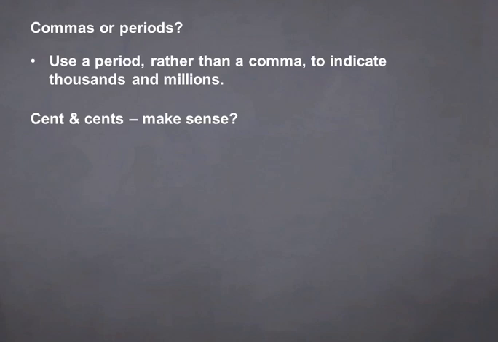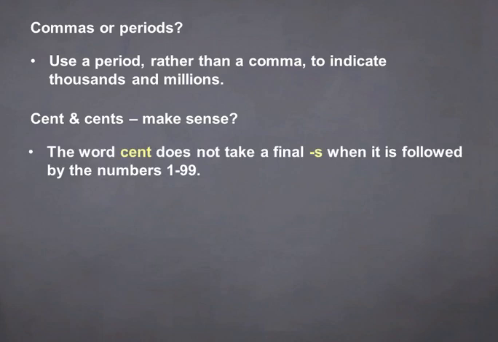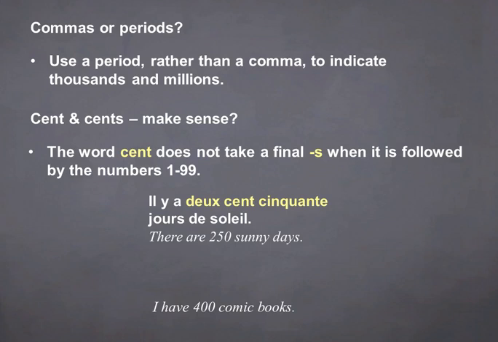Then in your notes we have this thing about cent and cents. Does it make sense? What we saw in our chart was that the word cent does not take a final S when it's followed by the numbers 1 through 99. The examples here are: there are 250 sunny days, and I have 400 comic books. Look what happens here. Il y a 250 jours de soleil. Then j'ai 400 bandes dessinées. Notice how 400 has that S at the end of it.